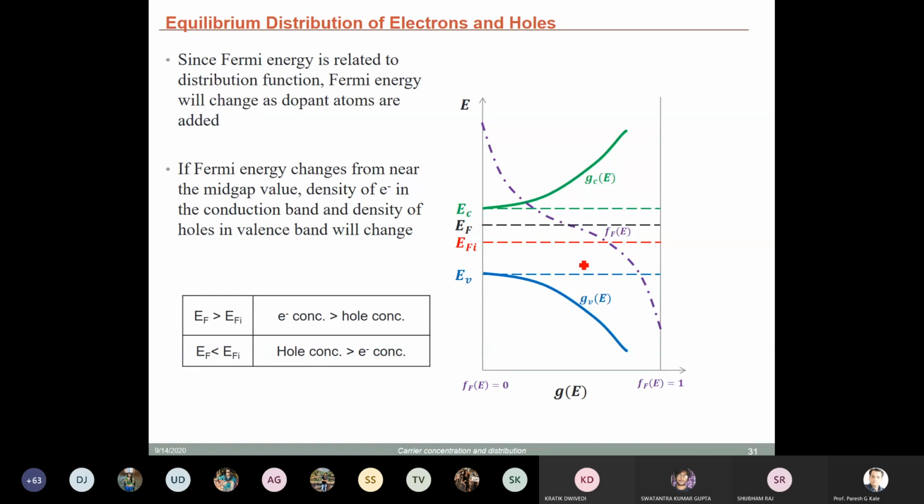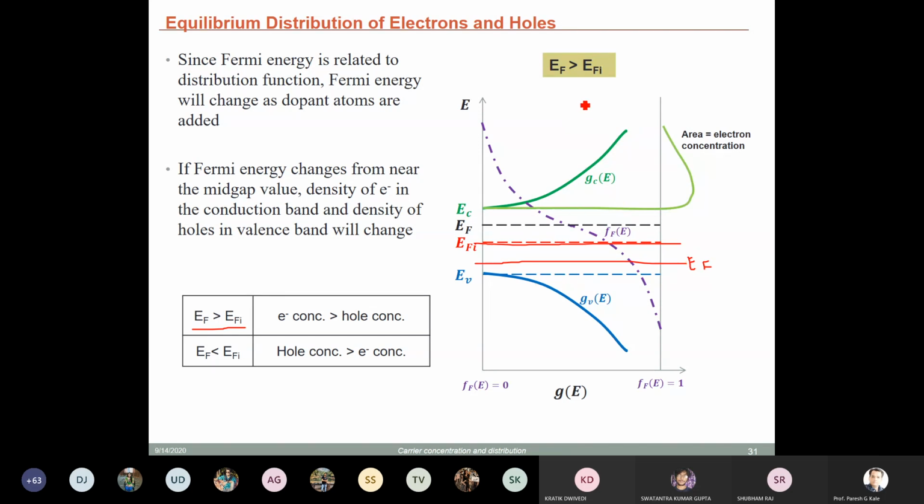Sorry, I think my animation is messed up. The point is, you can see here, this red one is EFI, and depending upon what kind of doping I am doing, this EF has to move. So if EF is greater than EFI, the electron concentration is higher, for example if I'm doping with a pentavalent impurity, then the electron concentration would be higher. And vice versa: when the hole concentration is increased, the new EF will shift towards the valence band.